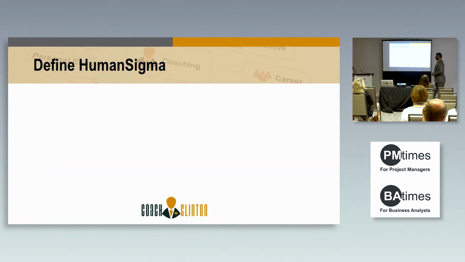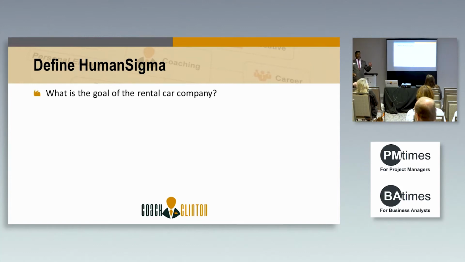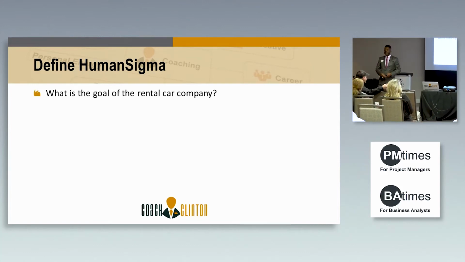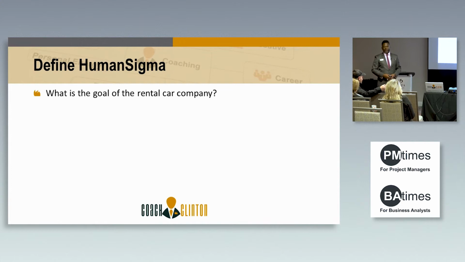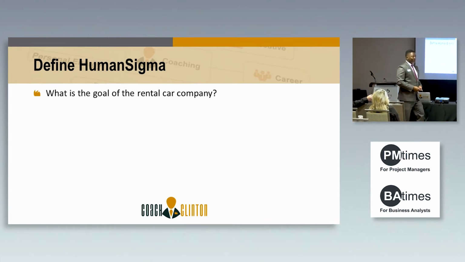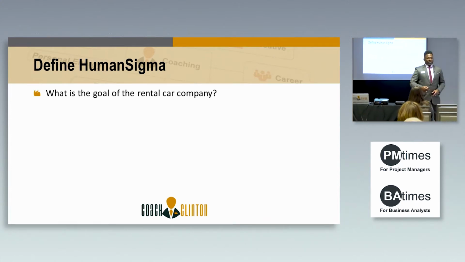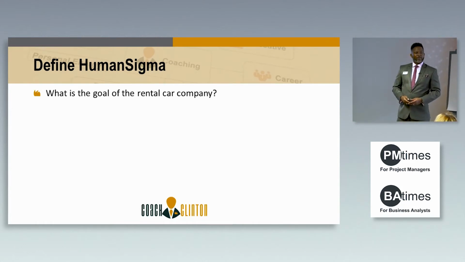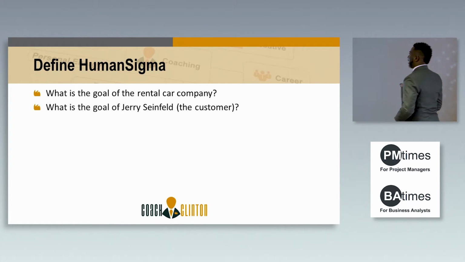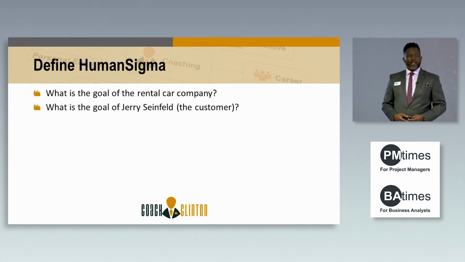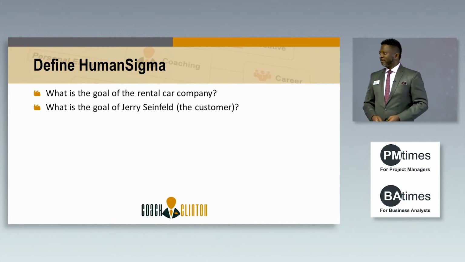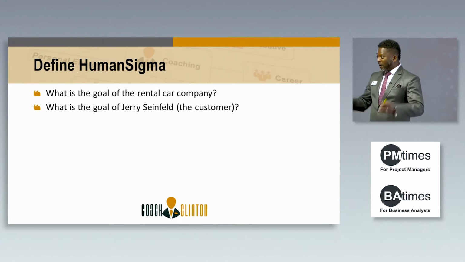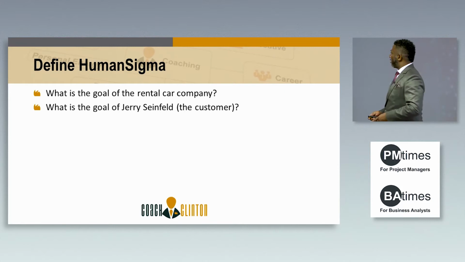All right, so you look at that video, and the first thing you look at is, what was the goal of the rental car company? What are they supposed to be in business to do? Give you a car when you need it, right? Now, based off of what we saw, were they accomplishing that goal? No, right? And the goal of Jerry Seinfeld as the customer was to get the car that he had reserved, right?